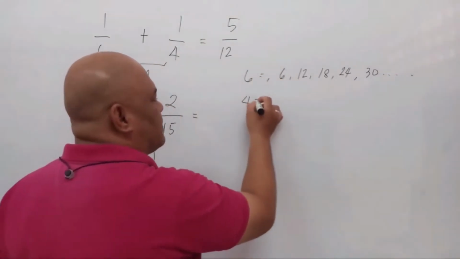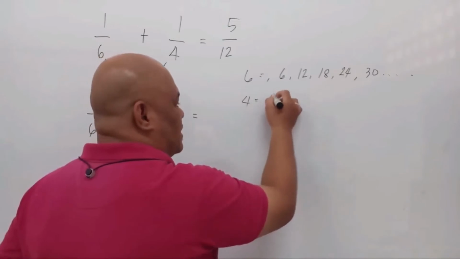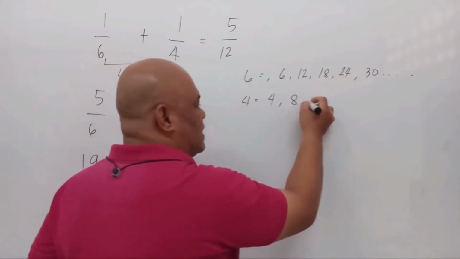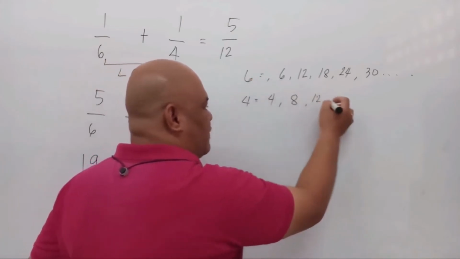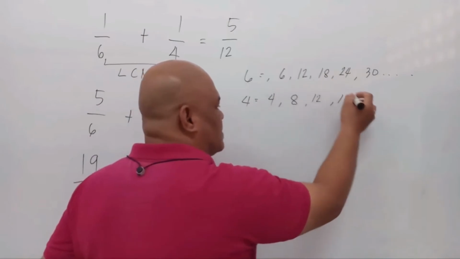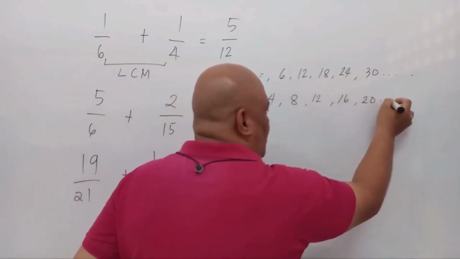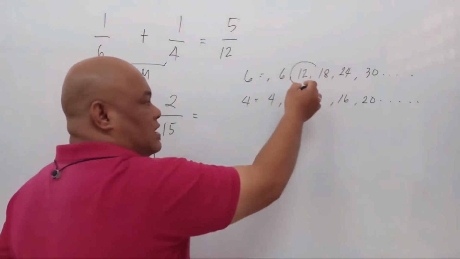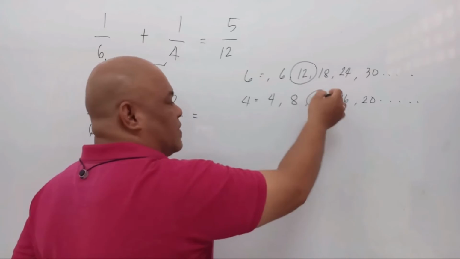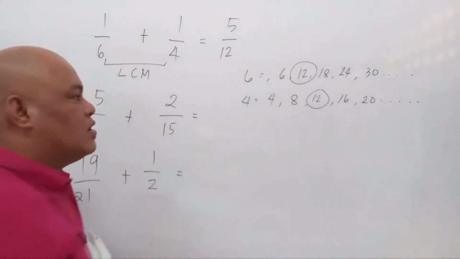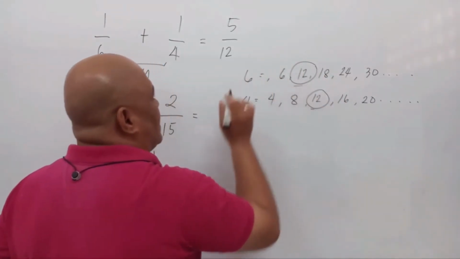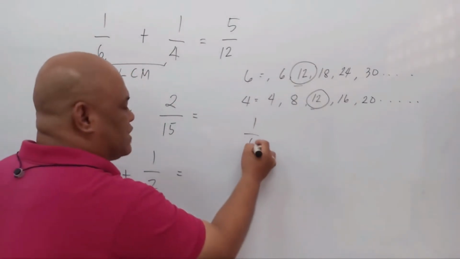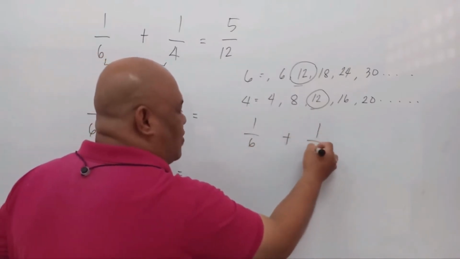How about 4? 4 times 1 is 4. 4 times 2 is 8. 4 times 3 is 12. 4 times 4 is 16. And 4 times 5 is 20. So on and so forth. And now, as you can see, we get the same denominator. So, the common number is 12. So now, 1 over 6 plus 1 over 4.